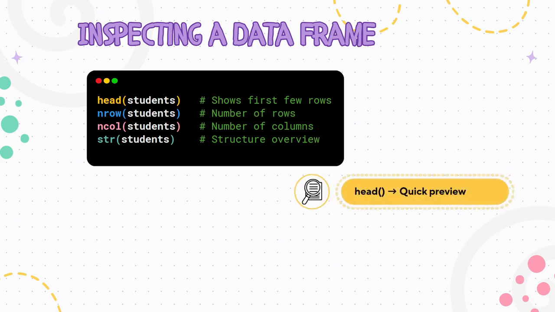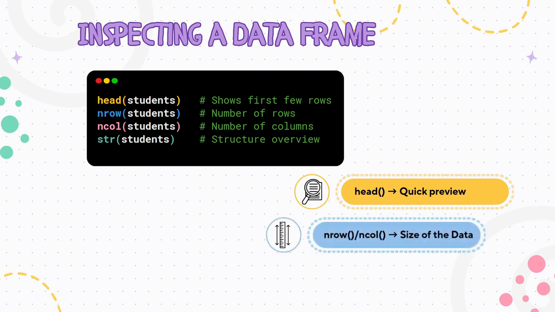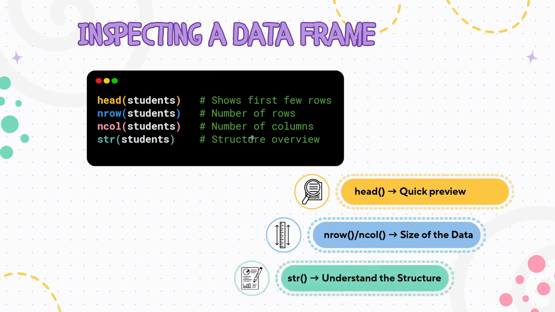First of all, we have the head function. This function lets us preview the first few rows of the data frame. Next up, nRow and nCol. It tells us the size of the data. That is, nRow shows us the number of rows, and nCol, that is nColumn, shows us the number of columns inside of a data frame. And finally, str, that is structure, helps us to understand the structure of the data frame.